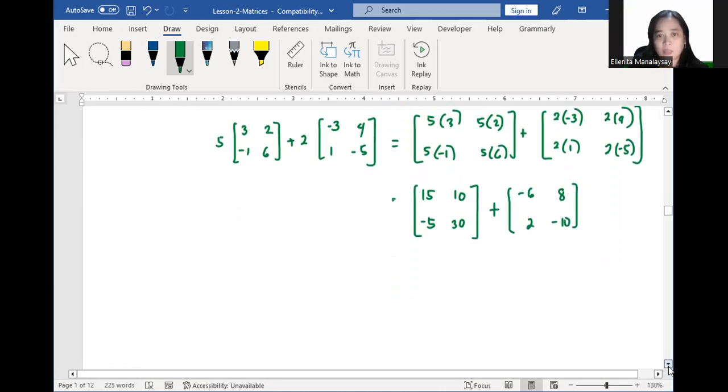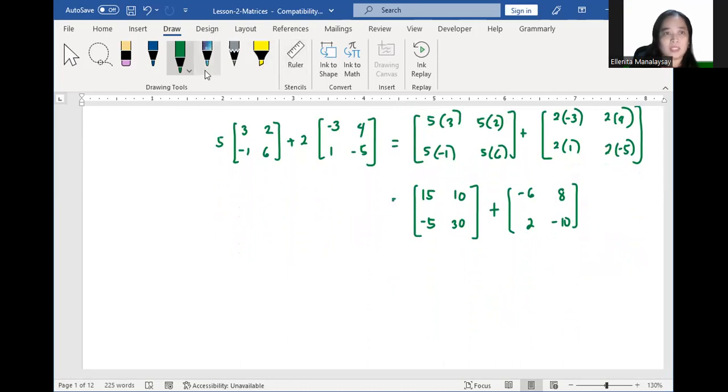The next thing that we will do is to add these two matrices. So since these two matrices are both 2 by 2, since this is 2 by 2, then this is also a 2 by 2 matrix. So they are of the same size, hence we can get the sum. At paano nga natin ina-add? Just add the corresponding entries. So we have 15 plus negative 6.